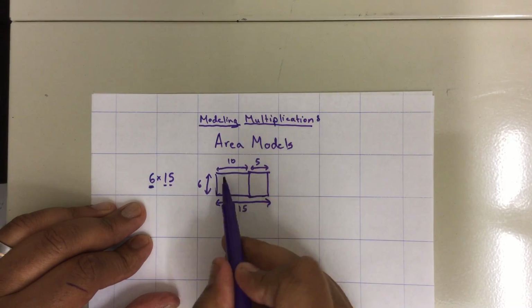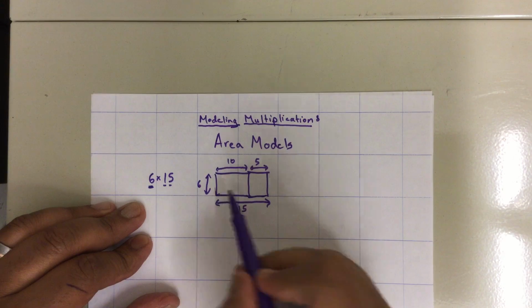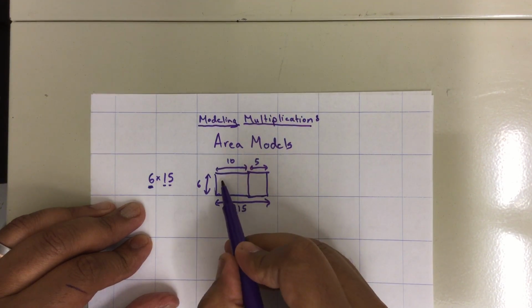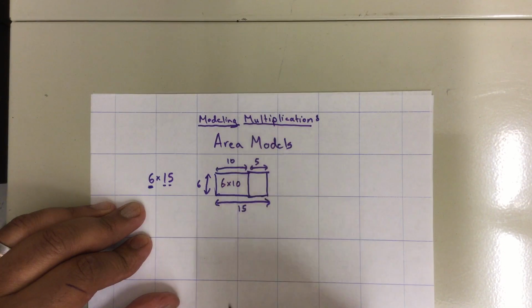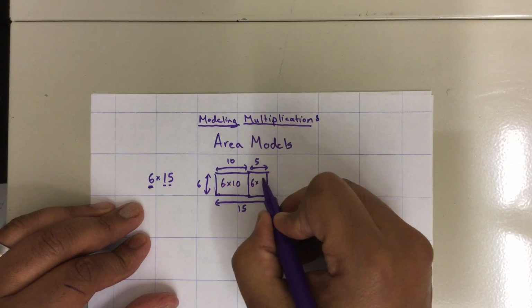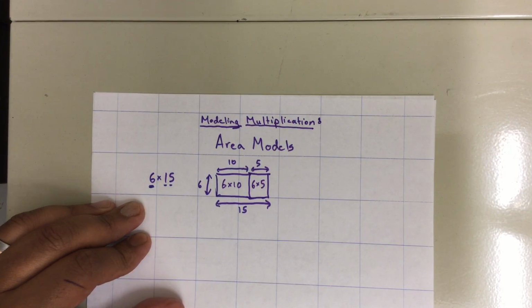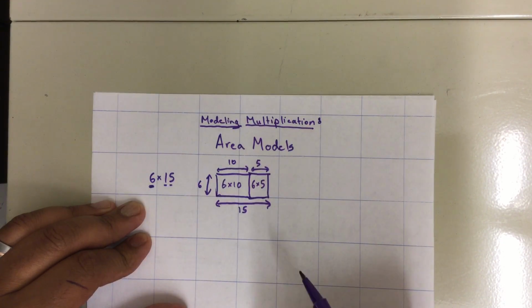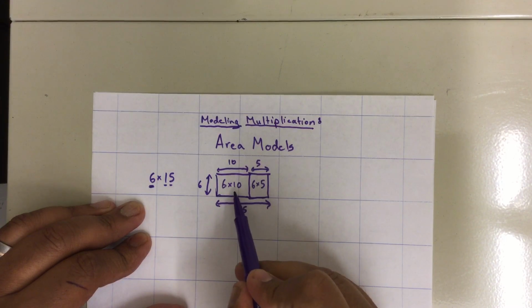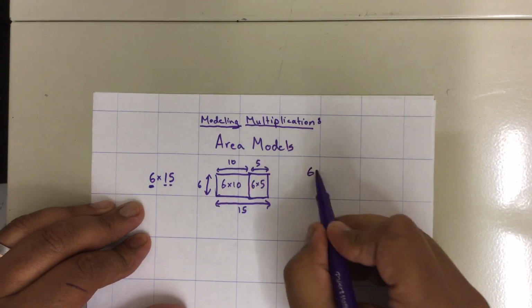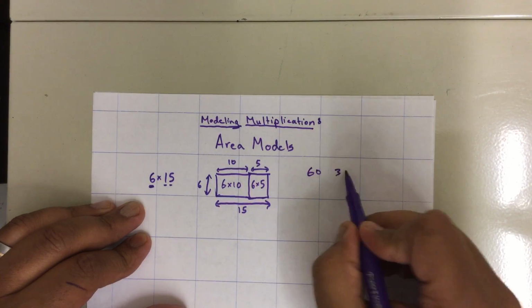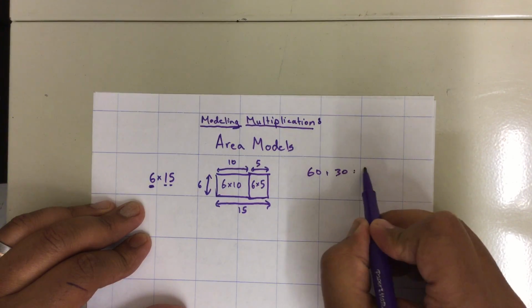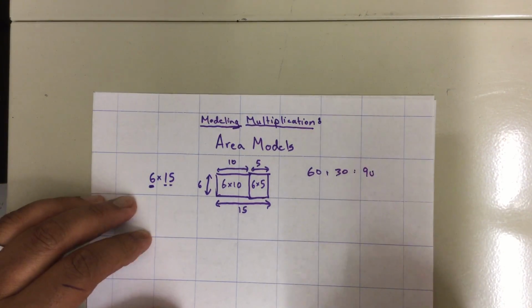Because each section has a length and a width, we can make those math problems. 6 times 10 and 6 times 5 that we had with our mental math way of breaking up the 15 and doing 2 math problems. Ultimately, 6 times 10 is 60, 6 times 5 is 30. We put them together and we can get 90 that way.